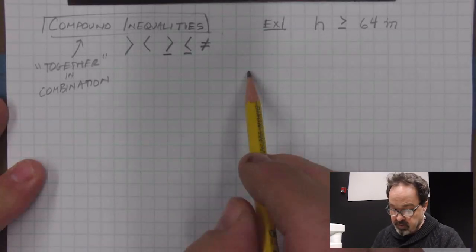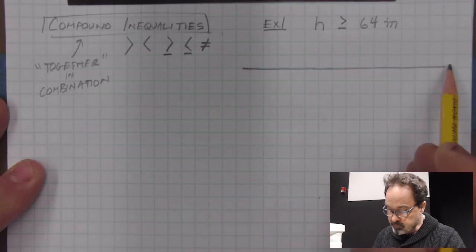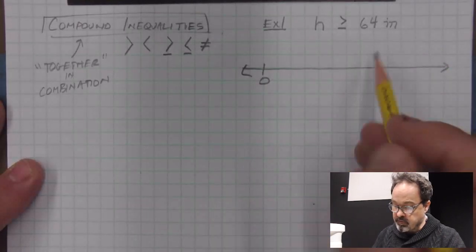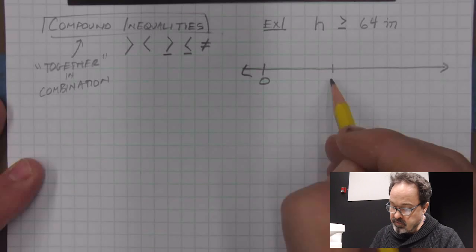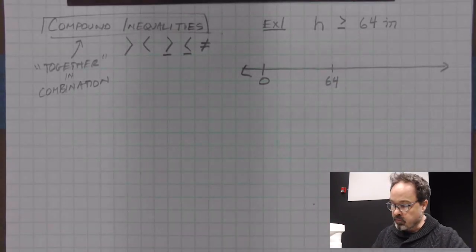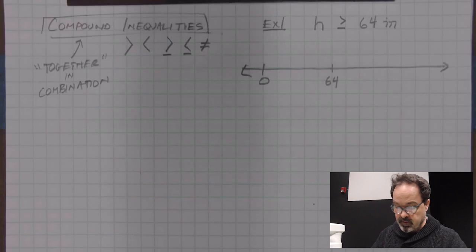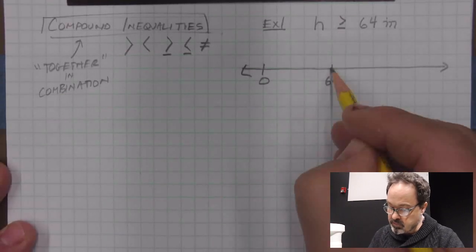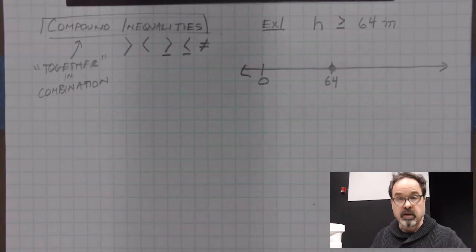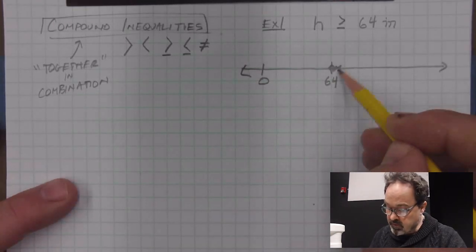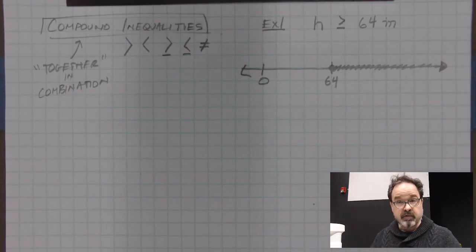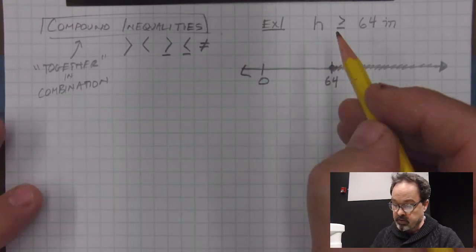We can graph an inequality on a number line. If we're going to graph this inequality, then we're going to put our origin here, 0, and the number that's important in this inequality is 64, so we'll make a tick mark at 64. We can be equal to 64 inches. The inequality symbol greater than or equal to means that we put a closed dot here because we can be at 64 and everything above or greater. So we shade to the right to represent that. Now this is a single inequality. We don't have anything to bring together yet to make it a compound inequality.